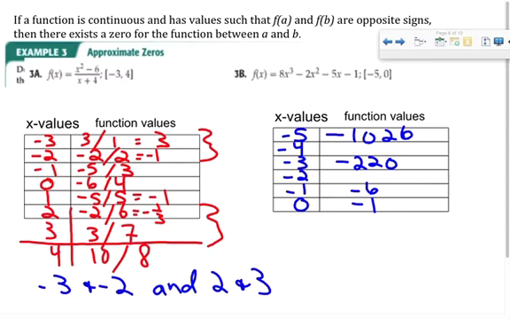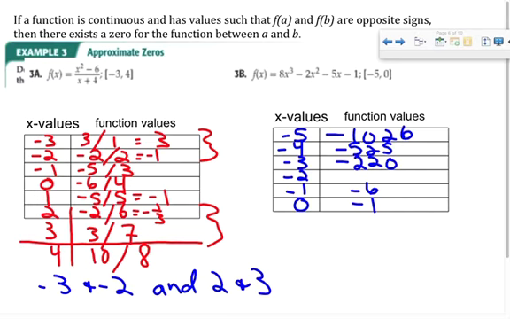Well, I tried to save myself a little bit of time, but I should probably try those other two values and see if there's a 0 kind of sneaking in between there. So I plug in the negative 4. And I've got negative 512 minus 32 plus 20 minus 1. Nope, that's still negative. And it's looking like maybe we don't have a 0 in this interval.